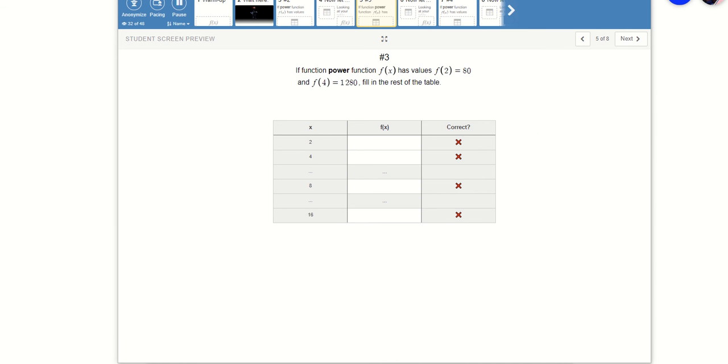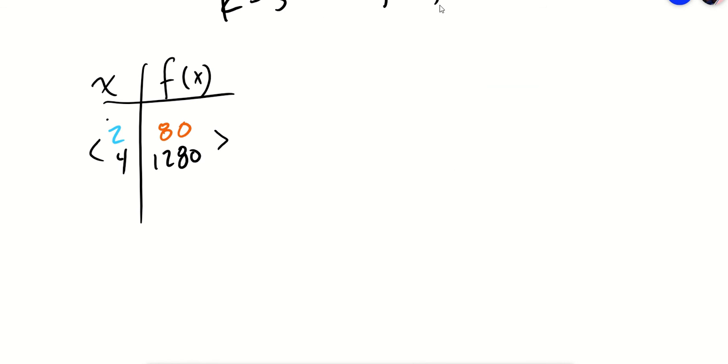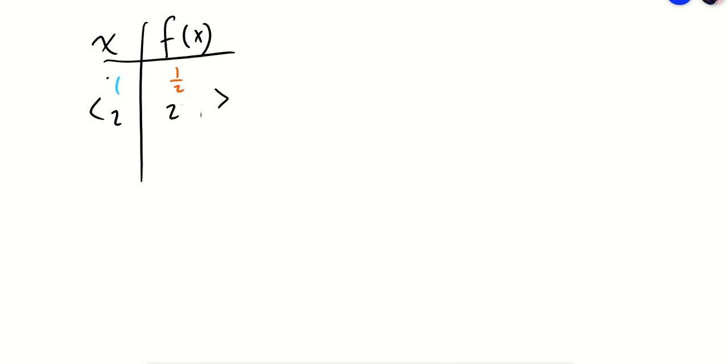So f of 2 equals 80 and f of 4 equals 1280. So 2 times 2 is 4. 80 times, oh, we already did this one. So updated, we've got f of 1 equals 1/2 and f of 2 equals 2. So 1 times 2 is 2, right? And then 1/2 times 4 is 2. If you think about it, 1/2 plus 1/2 is 1, plus 1/2 plus 1/2 is 2. So that's 4 halves, so this is going to be times 4. And then we're just going to keep doing that to fill in our table.